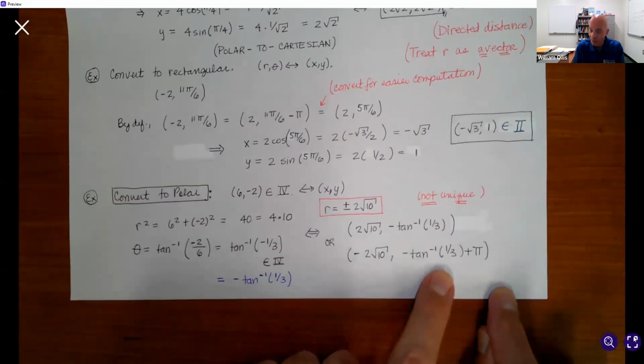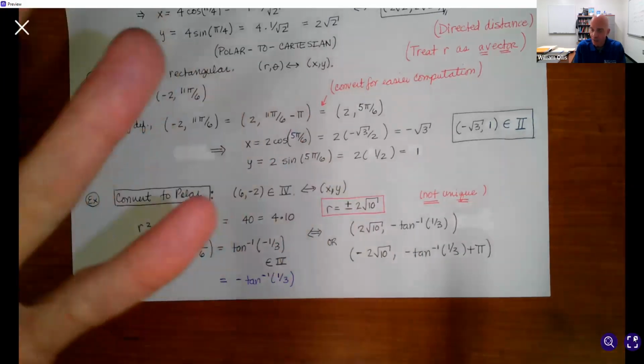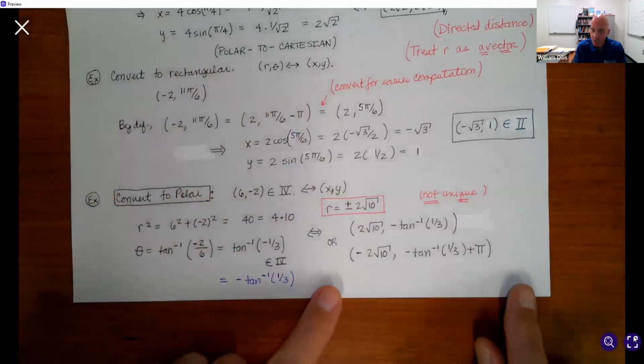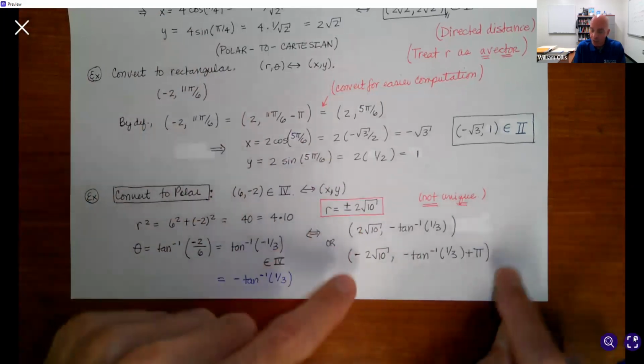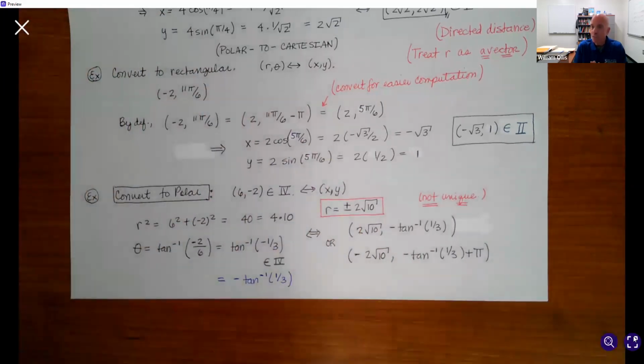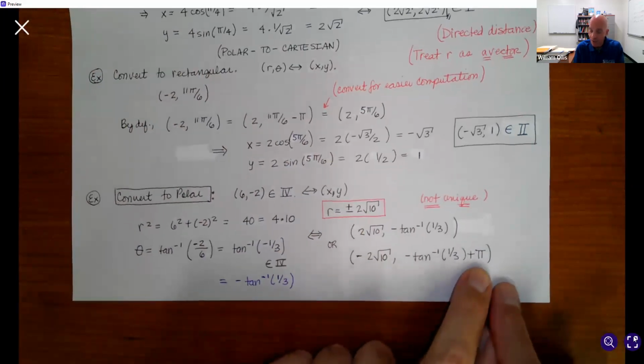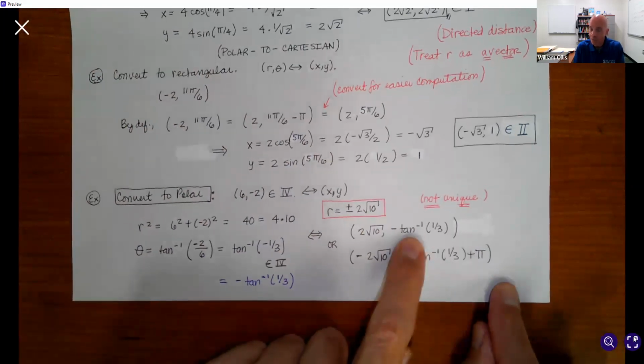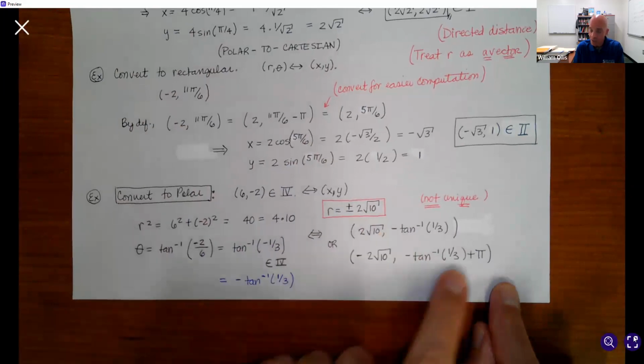I don't have a decimal approximation here. So we're trying to do this so that we get an exact answer. If you like, you can write down as many representations as you want. Any odd multiple of pi would work here and give us an equivalent expression for this. So I just use pi here.